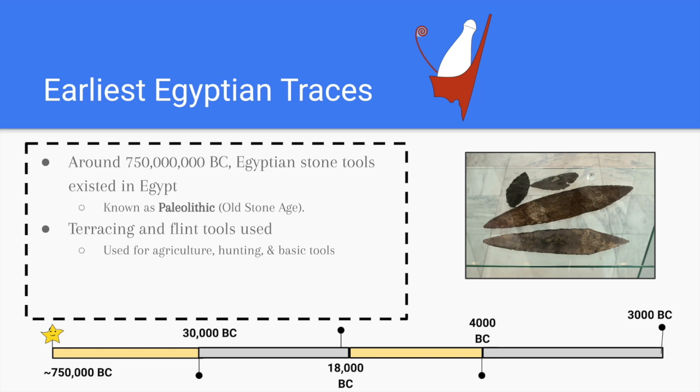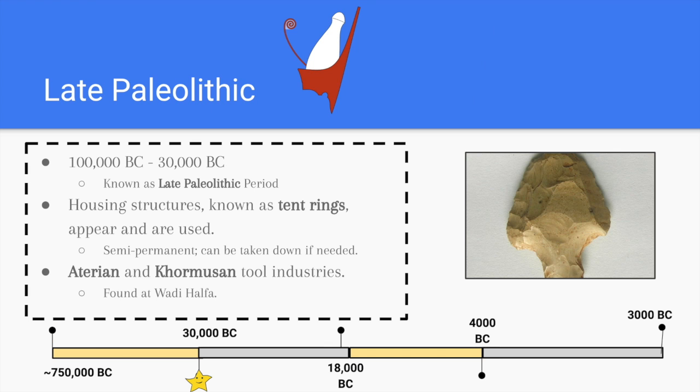This is also found in other primitive cultures, and flint tools are used for hunting and just using basic tools for construction. And you can see on the right hand side of the page some tools. These were not found in Egypt, these were found in Europe, but they're still pertinent. They're pretty good examples.